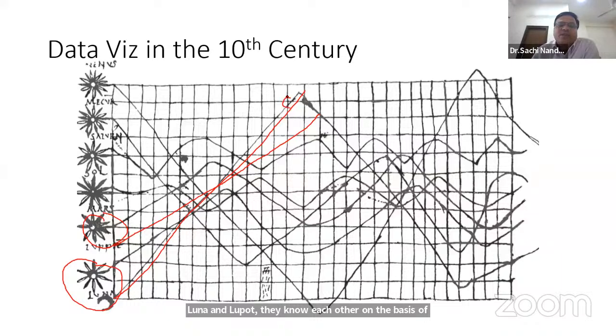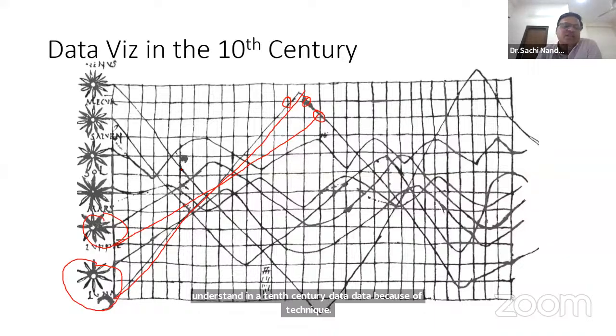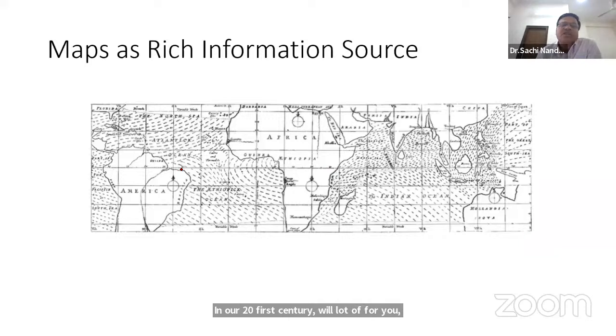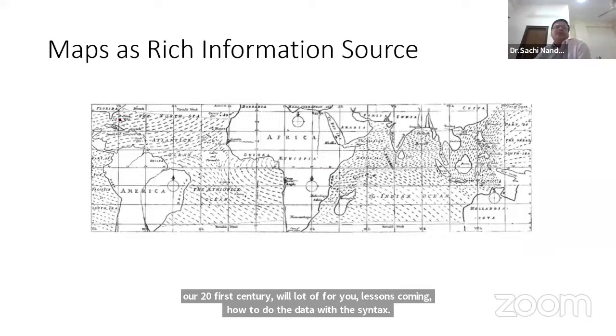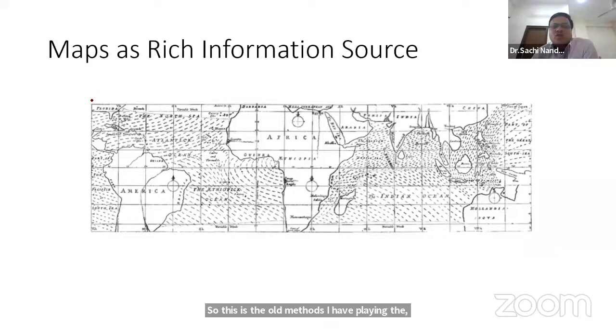So same, this may be the school, this may be the organization, this may be some society. So they know each other. So here what happened is very difficult to understand in a 10th century data visualization technique. In the 21st century, a lot of revolutions are coming in how to do data visualization techniques. So these are the old methods of applying maps to rich information sources.